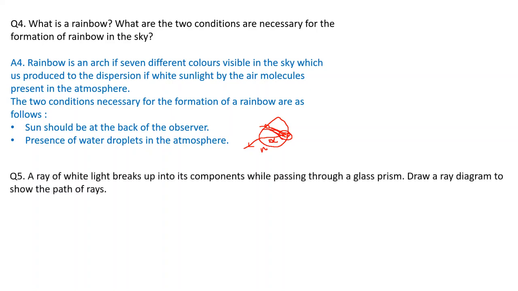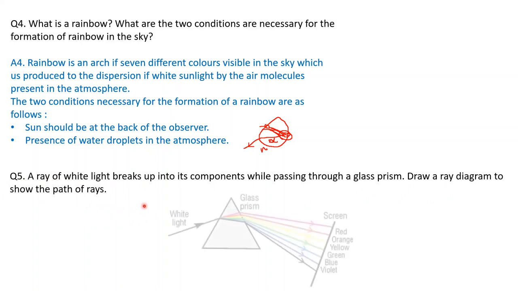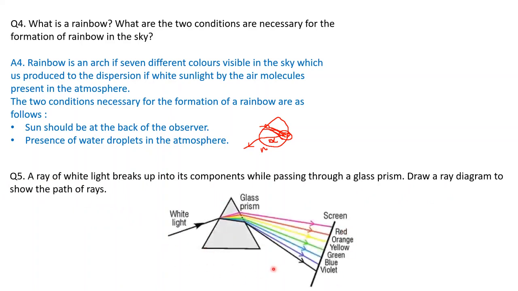Coming to the next question. A ray of light breaks up into its components while passing through a glass prism. Draw a ray diagram to show the path of rays. So the diagram is this. You have to draw a neat diagram of this picture.